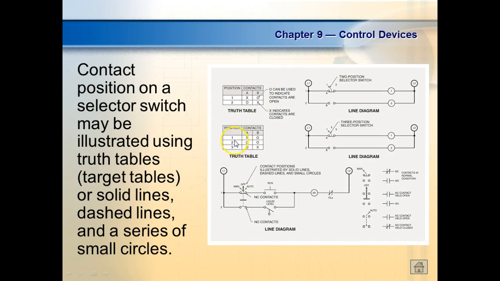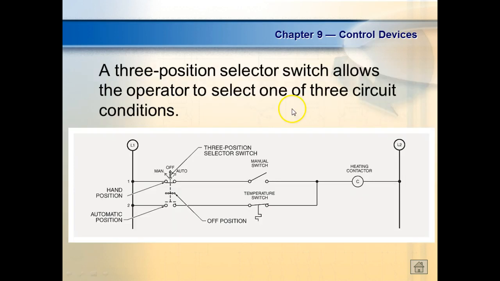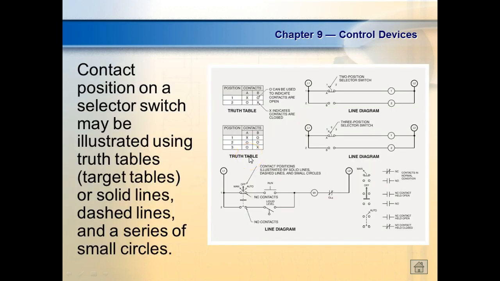1, 2, 3. So in position 1, the contact labeled A is going to be closed. B will be what? Open. In position 2, the contact labeled A is going to be open and B is going to be open. And then in position 3, A will be open and B will be closed. Y'all understand that? Are you okay? So notice this makes the drawing a little simpler than this guy right here. Right? You understand that? Everybody understand that truth table?